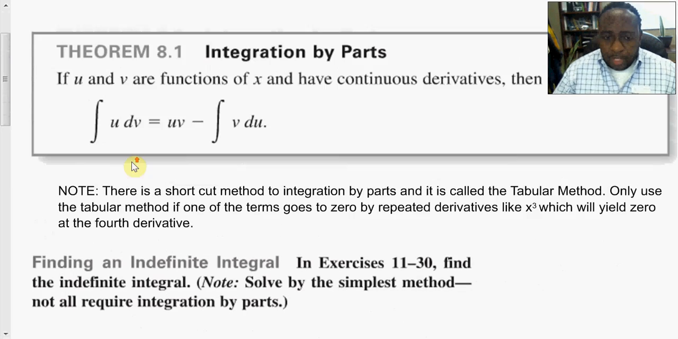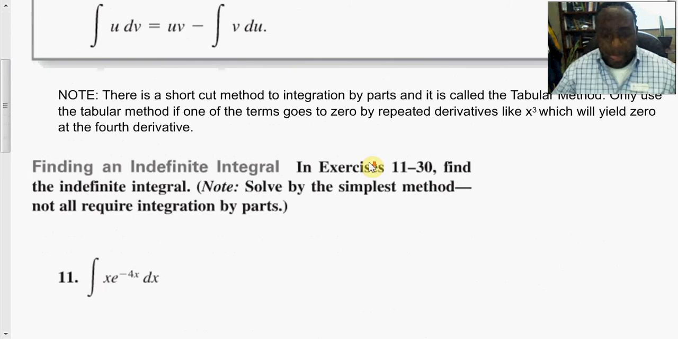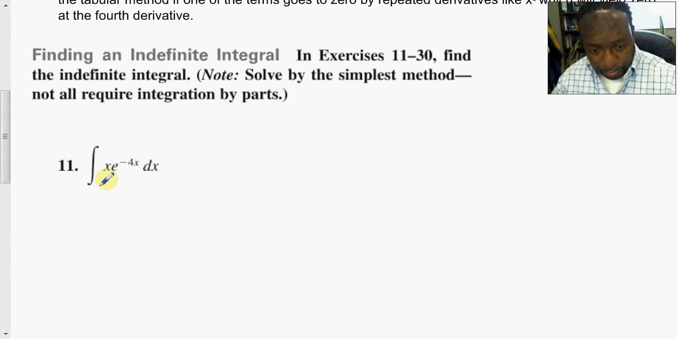Now, I want to note here that there's a shortcut method to integration by parts, and it's called the tabular method. Only use the tabular method if one of the terms goes to 0 by repeated derivatives, like if you have in the integral x cubed, which would yield 0 at the fourth derivative. We can use the tabular method, and I'll go over that. And quite frequently, if we can, we want to always choose that. Now, sometimes you can't. Let's take this first problem. The first problem, I will use the tabular method.